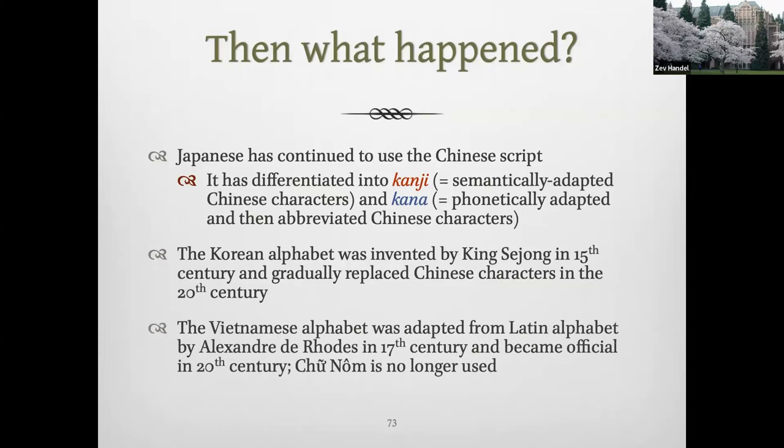And in Vietnam, something else happened. Westerners created a Latin script-based way of writing Vietnamese. And in the early 20th century, that script was chosen as the official way of writing the Vietnamese language. And that Chunom script we talked about earlier fell out of use and is now only known by a few specialists and academics.